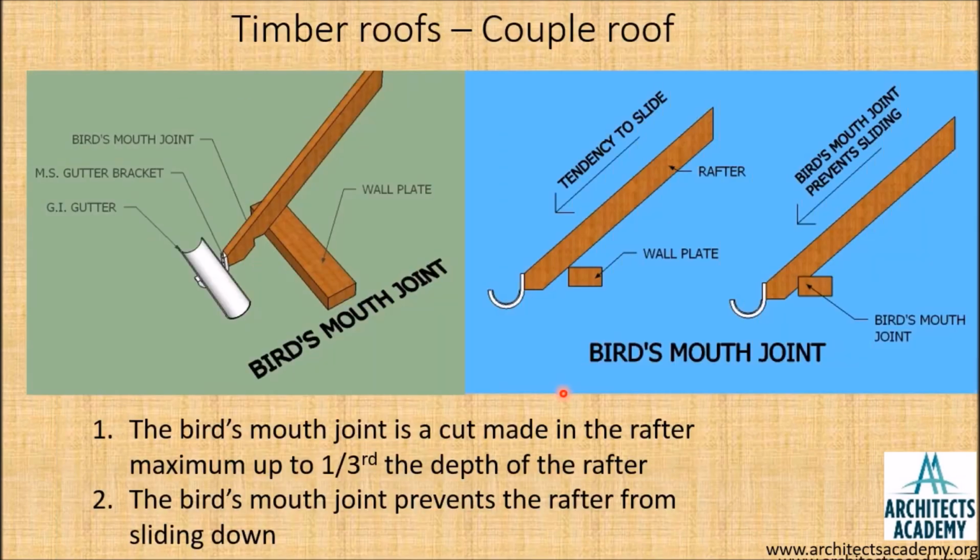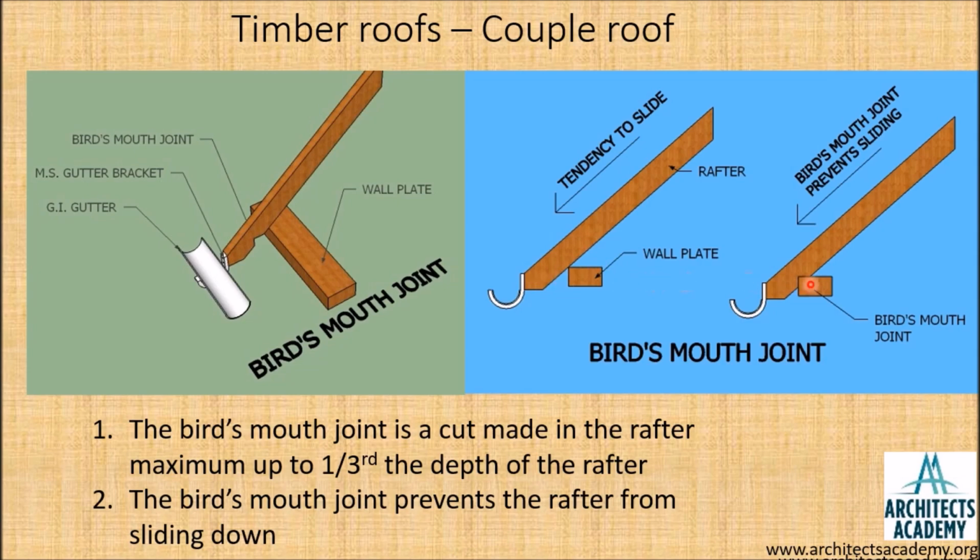Now let us try to see what is meant by the bird's mouth joint. As I told you, the bird's mouth joint is made to prevent the tendency of the rafter to slide down. In this particular sketch, you can see that the rafter is just kept on top of the wall plate without any joint. You can easily understand that this rafter will have a tendency to slide down, and the wall plate will not be able to stop the sliding action.